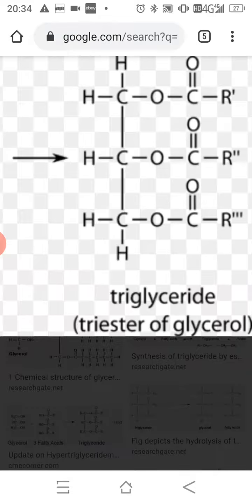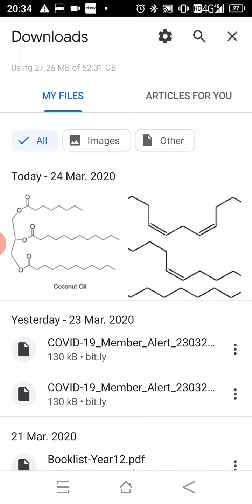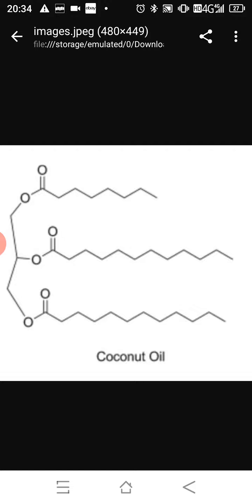So I'll be able to go to my downloads here. Yeah, look, COVID member alert. It's from the Union.